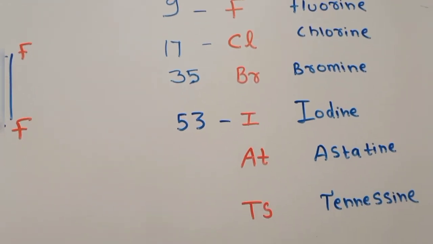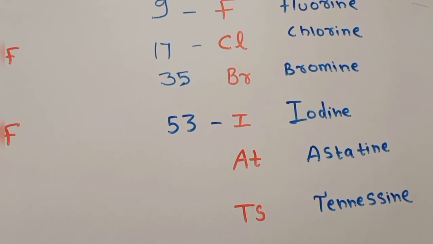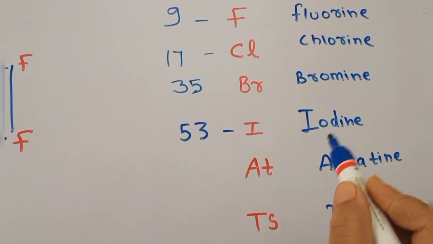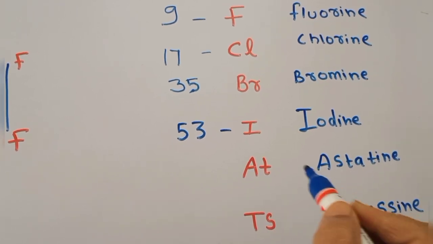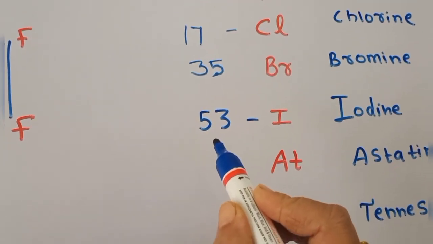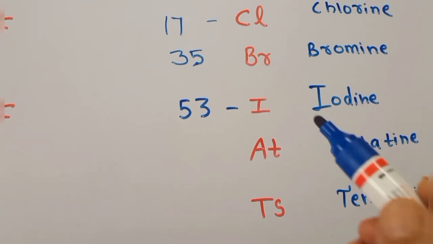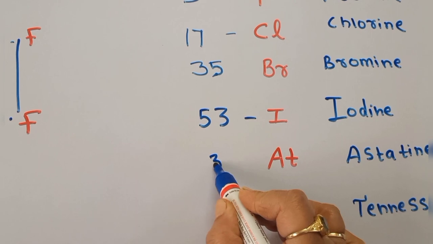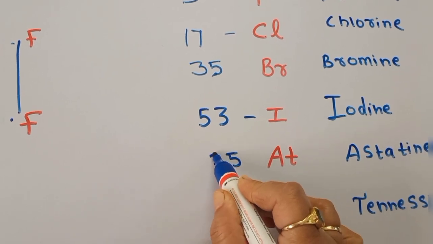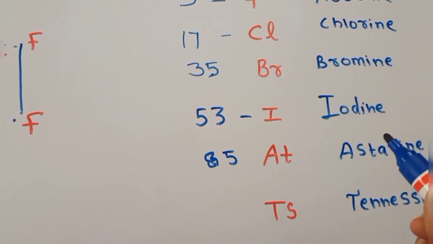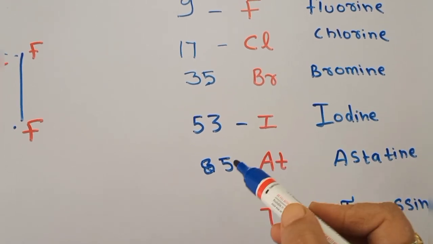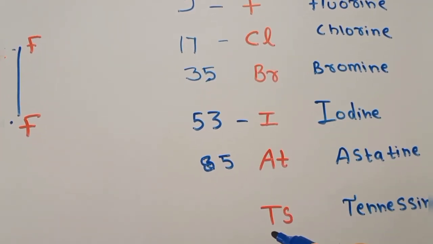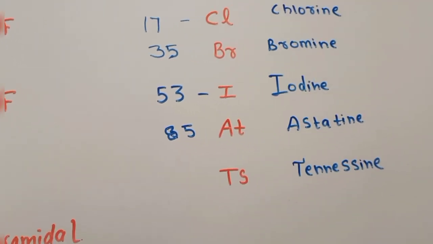Now what is the atomic number of astatine? The atomic number of astatine is 85. What you have to do is reverse this 53 again, make it 35, and change the 3 to 8. So you can easily learn the atomic number of astatine also. It is 85.